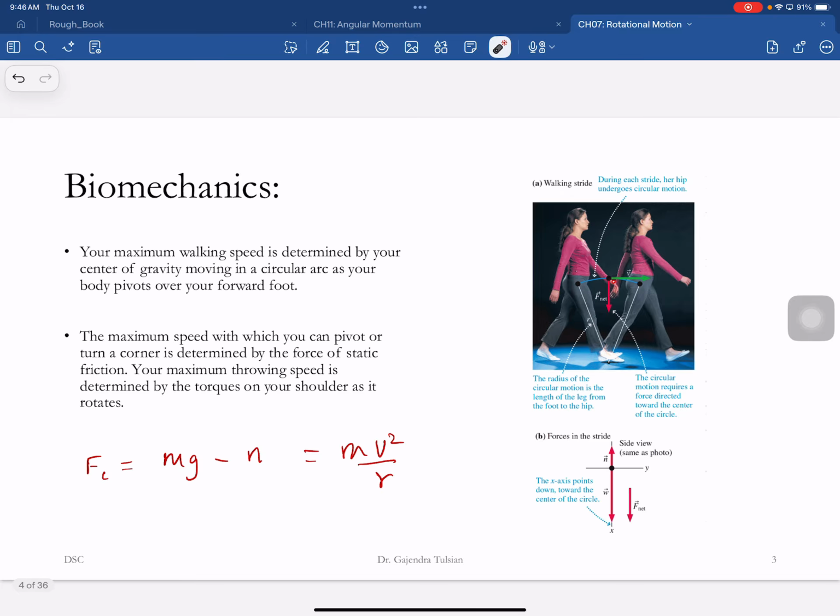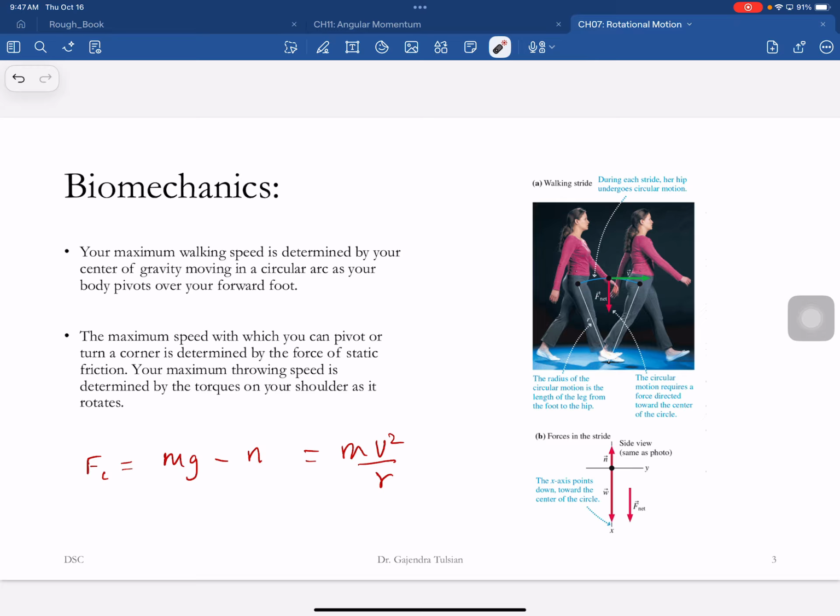Okay, R is the length of the lady's leg, v is the speed at which she's walking, m is her mass, and so the weight minus the normal force is equal to this. Listen to this carefully. Let's say you want to walk faster and faster. You want to make this guy bigger and bigger. Does your weight change? If you want to make this bigger, this has to be bigger. This is equal to that. This doesn't change. So the only way you can walk faster is to make this smaller.